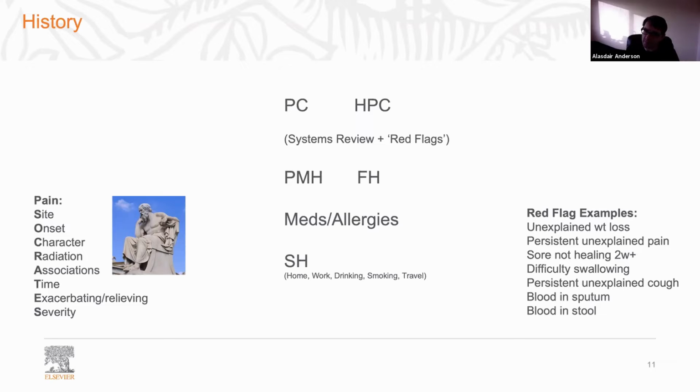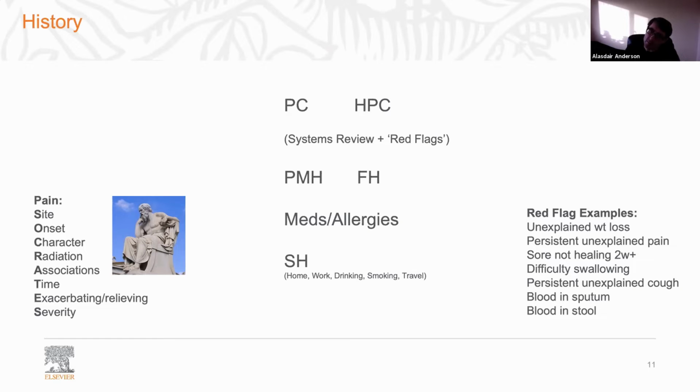And while you're thinking about doing the history of presenting complaint and systems review, think about red flags as well. So with chest pain, your red flags might be crushing central chest pain, those associated symptoms of nausea, vomiting, clamminess, dizziness.